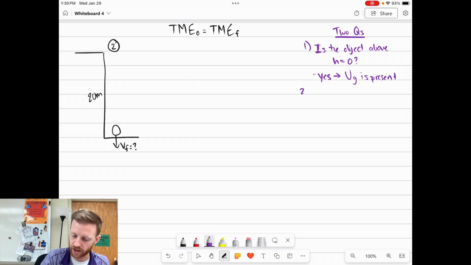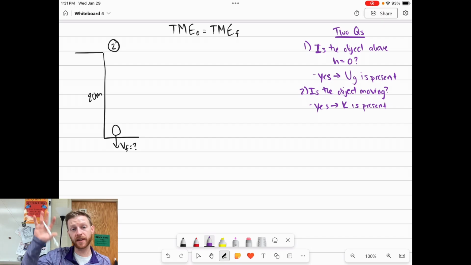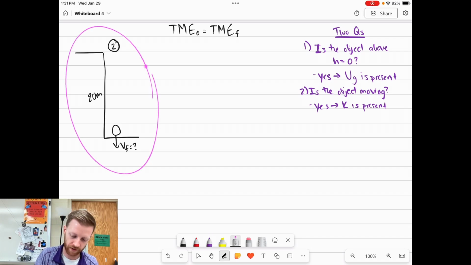The second question I ask is: is the object moving? If we say yes, that means kinetic energy is present. So I ask myself these two questions, and I ask them at the beginning and at the end. So we're going to come back over to our ball on the cliff here.